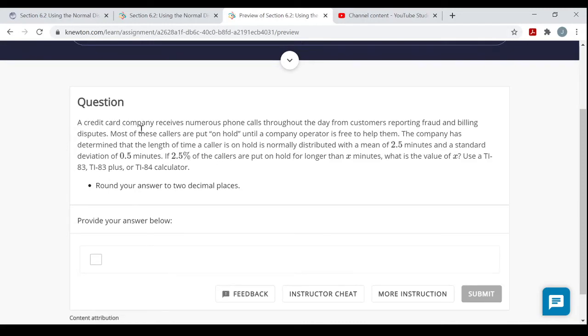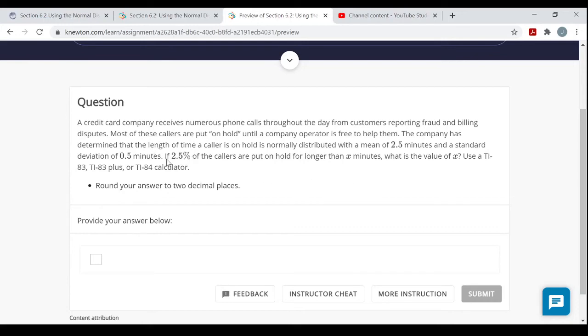All right, so, a credit card company receives numerous phone calls throughout the day from customers reporting fraud and billing disputes. Most of these callers are put on hold until a company operator is free to help them. The company has determined that the length of time a caller is on hold is normally distributed with a mean of 2.5 minutes and a standard deviation of half a minute. If 2.5% of the callers are put on hold for longer than X minutes, what is the value of X?